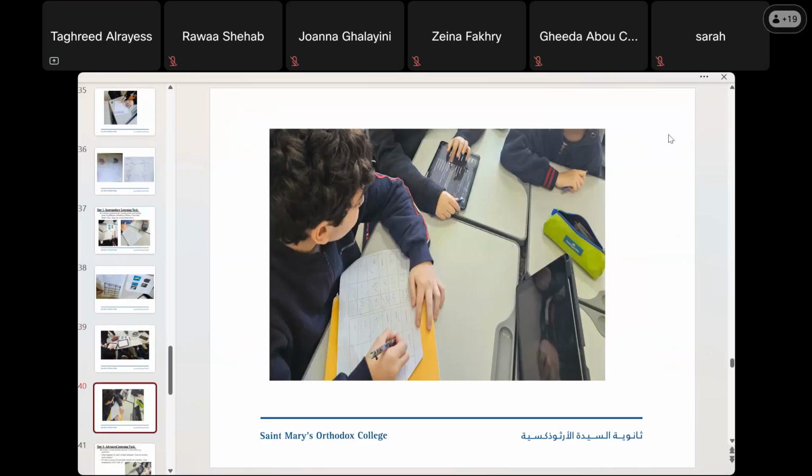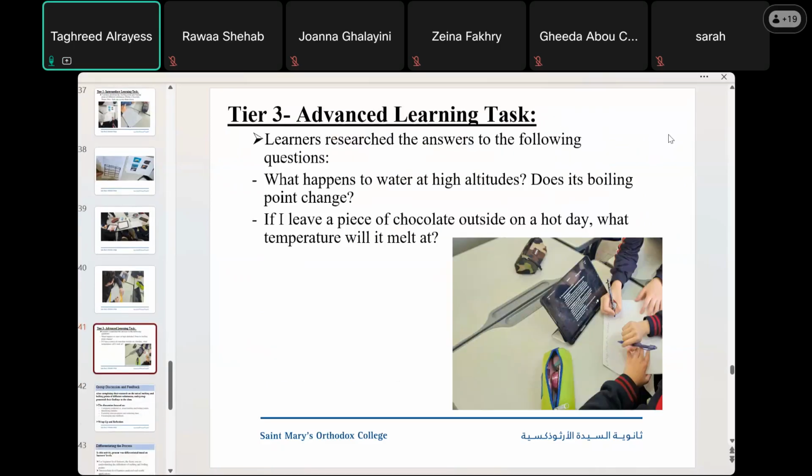And learners who have completed Tier 2, the intermediate learning task, were able to move on to Tier 3, which is the advanced learning task, where they researched the answers to the following questions. They were, what happens to water at high altitudes? Does its boiling point change? If I leave a piece of chocolate outside on a hot day, what temperature will it melt at? So here in this task, learners were able to be involved in deeper scientific discussions.